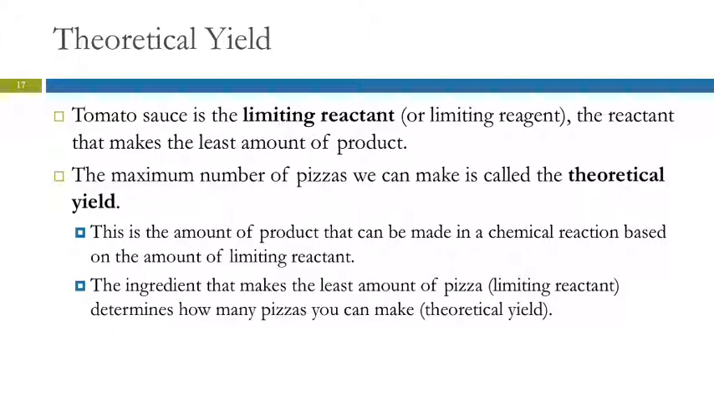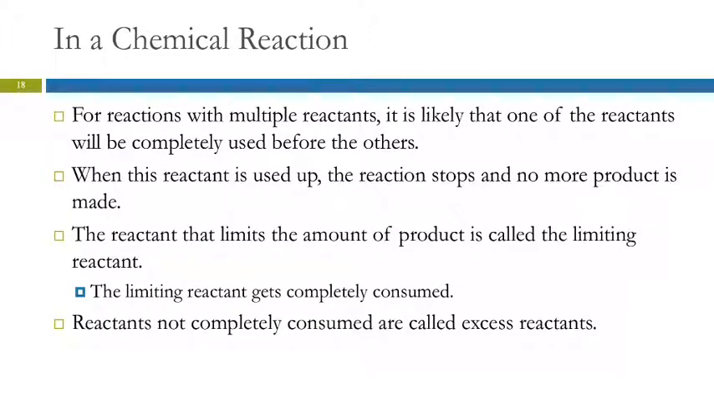But as anyone who's ever cooked knows, sometimes things don't go as planned. So in a chemical reaction, it's the amount of product that can be made based on how much of the limiting reactant you have. The ingredient that makes the least amount of pizza, the least amount of product, is your limiting reactant, and that determines how many pizzas you can make or how much product, the theoretical yield. In a chemical reaction, it is most common that one of the reactants gets used up and there's extra of the rest. When that reactant is used up, the reaction stops.